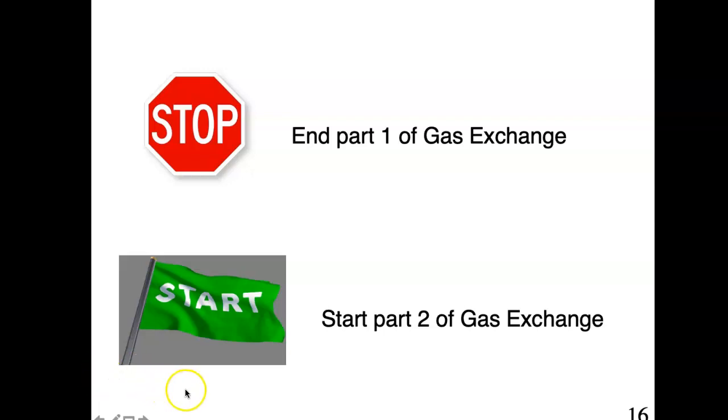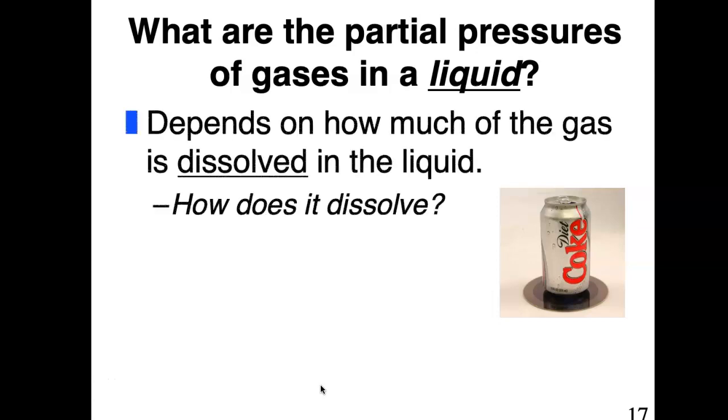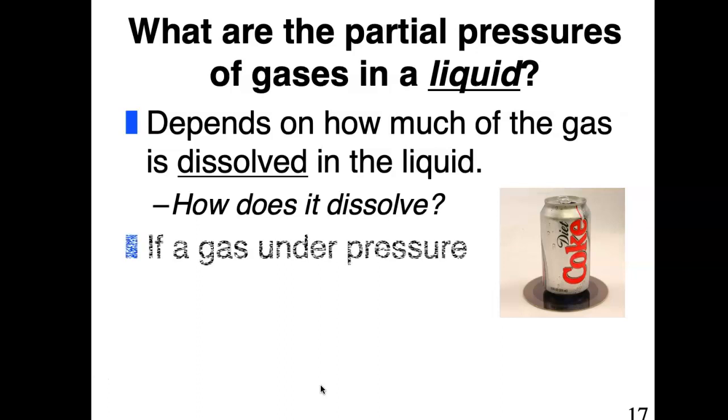Hi guys, and welcome to part 2 of gas exchange, which is chapter 18. So we're thinking about partial pressures of gases now in a liquid. It depends on how much of the gas is dissolved in the liquid, right? That partial pressure is going to depend on, did it dissolve or did it not dissolve in that particular liquid that you're thinking about. But how does it dissolve? So we're thinking of oxygen, we're thinking of carbon dioxide. How is it dissolved in the blood?